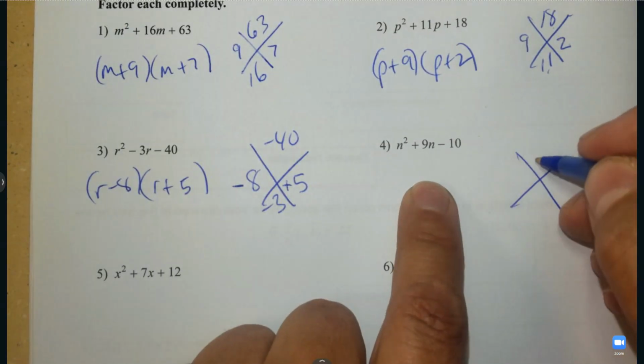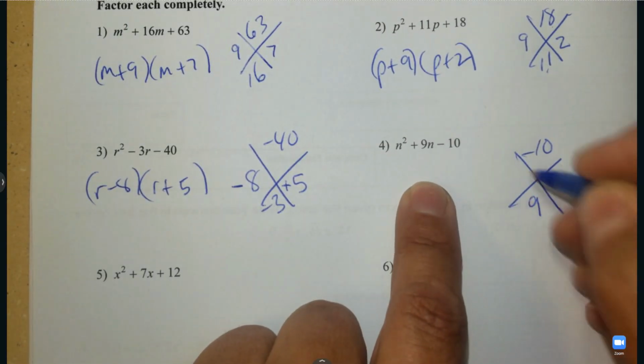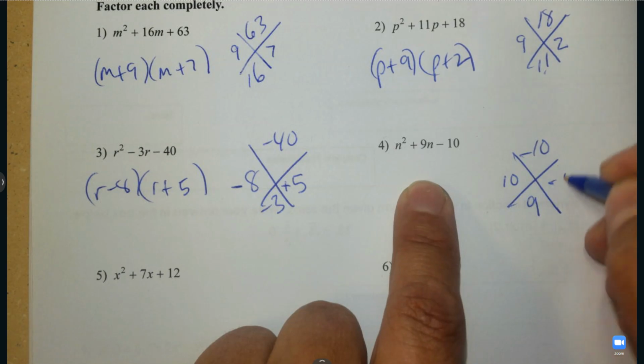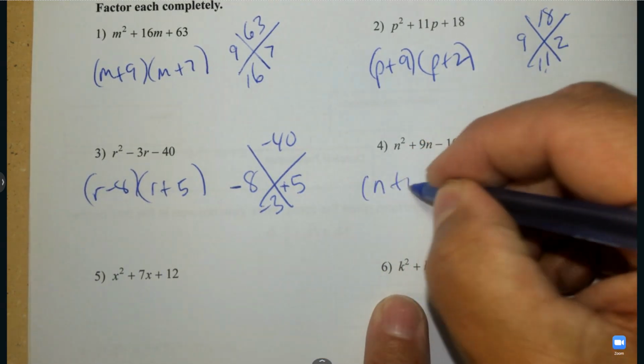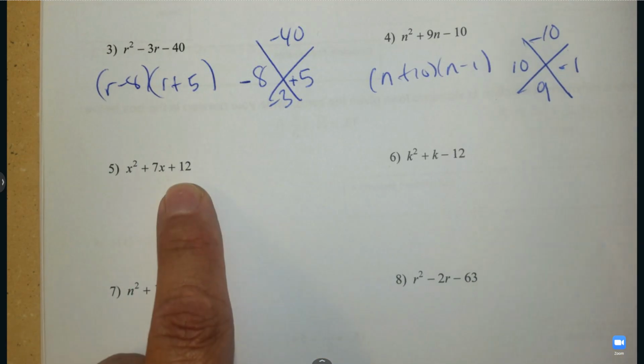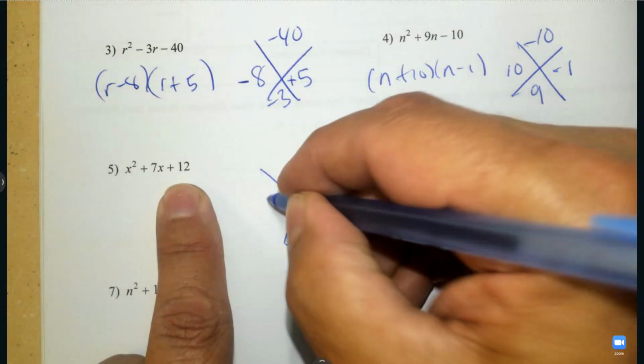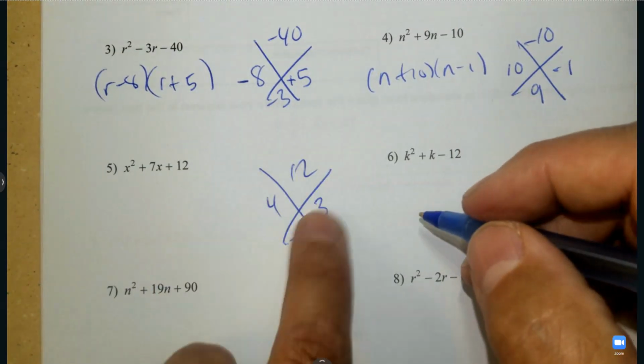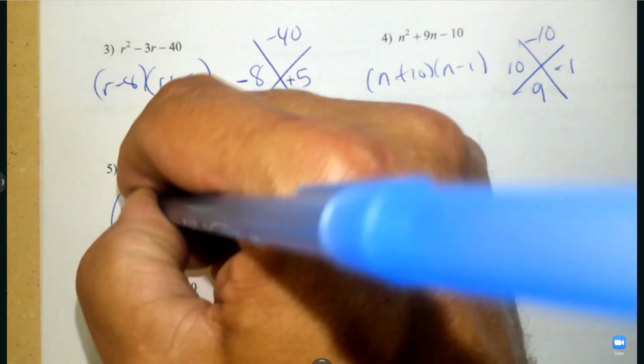Press pause, try. Two numbers that work here, positive 10 and negative 1, so go plus 10 and minus 1. Nothing replaces practice. Press pause and try it. Two numbers that multiply to 12 and add to 7. That's 4 and 3.